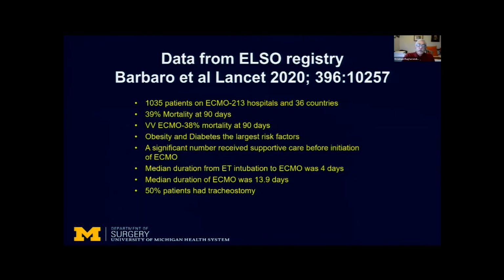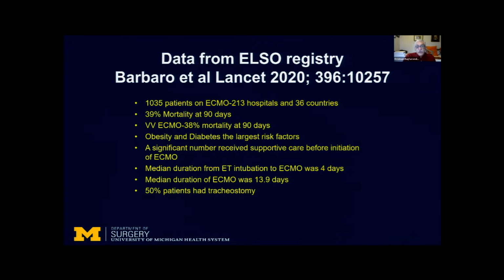So I just want to go through the ELSO registry. For those of you who are already familiar with many of the talks, I'm sure they have talked about the ELSO registry. The current data, actually, the numbers are significantly up and their mortality is close to 50%, but this is the original publication in Lancet in 2020. And they had a mortality of 40%, and obesity and diabetes were the largest risk factors.